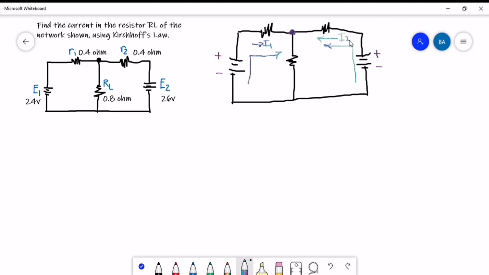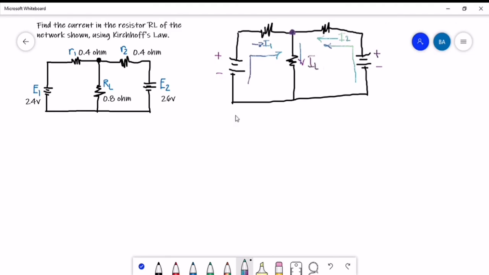And then what would be the current that flows for our R sub L? By inspection, we know that I sub 1 already enters the node, and our I sub 2 also enters the node. Obviously it is impossible for R sub L to also enter the node. This is impossible. In reality, if these two already enter the node, the other one leaves the node. Therefore, the direction for the current in our R sub L is leaving the node.